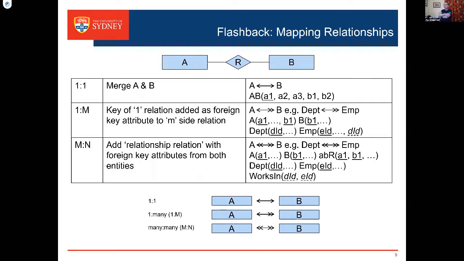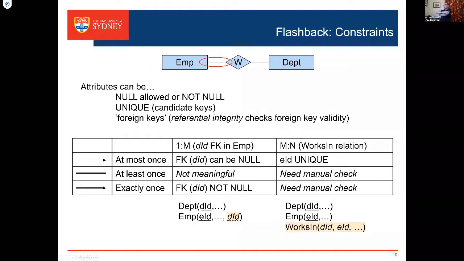I'll call it a relationship relation, which is composed primarily of the foreign key attributes from both the left and right hand entities. So we've got A and B, the keys A1 and B1, we'll create a new entity relationship, ABR, whose primary attributes are the key from A and the key from B, and can have other attributes as well. So with department and employee, there's department, employee, and our worksin is now a relationship in its own right, and it consists of just the department ID and the employee ID. And that's basically how you do it.